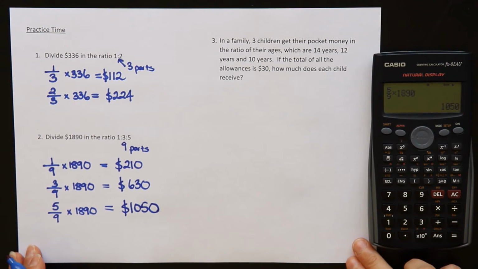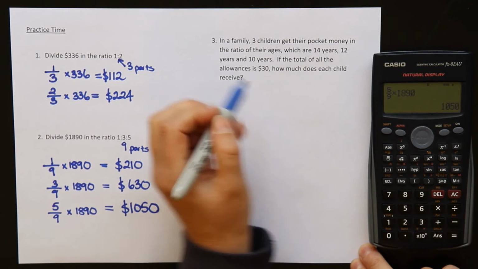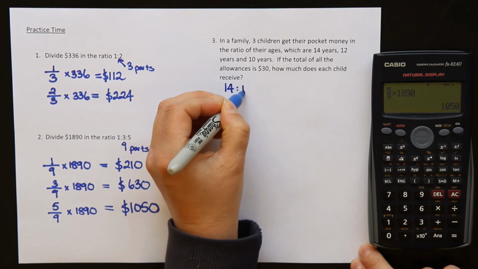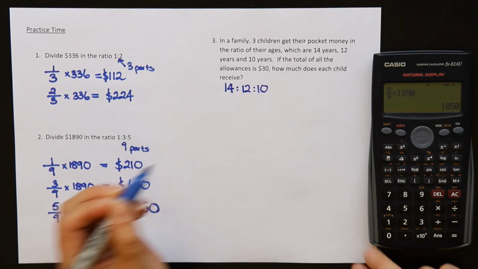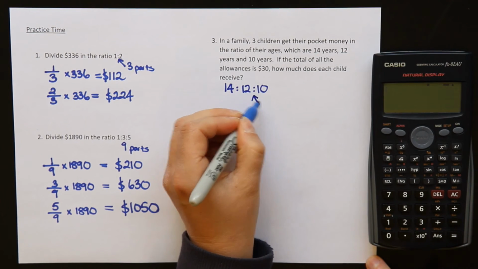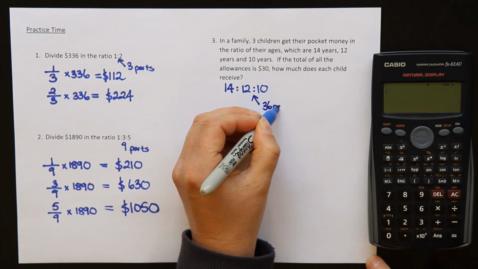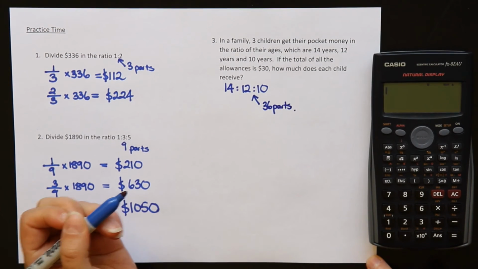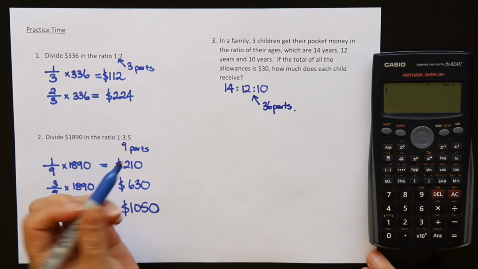Okay, lucky last question. In a family, 3 children get their pocket money in the ratio of their ages, which are 14 years, 12 years, and 10 years old. If the total of the allowances is $30, how much does each child receive? Okay, so this is your ratio, 14 to 12 to 10. Okay, so adding those together, we get a total of 36 parts. You could have simplified them, but we can do it with 36 parts.